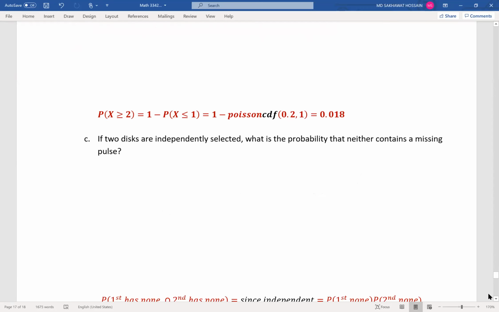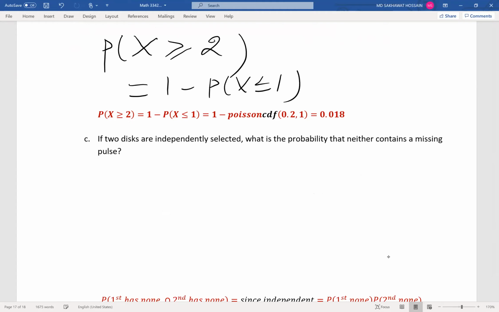What is the probability that a disk has at least 2 missing pulses? That means the probability of x is greater than or equal to 2. This is the complement: 1 minus the probability of x less than or equal to 1. Since this is x less than or equal to 1, it is a cumulative probability, so you will be writing Poisson CDF.